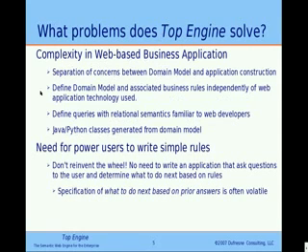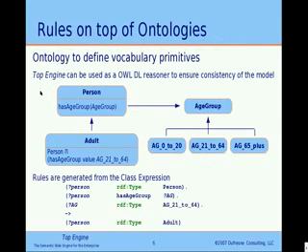There are two core problems that Top Engine tries to solve. One is to reduce complexity in web-based business applications by providing a separation of concerns between the domain model and the web application technology used for constructing the applications. Also, power users can write simple rules using tagging techniques for expressing the rules. That will be presented in the second part.